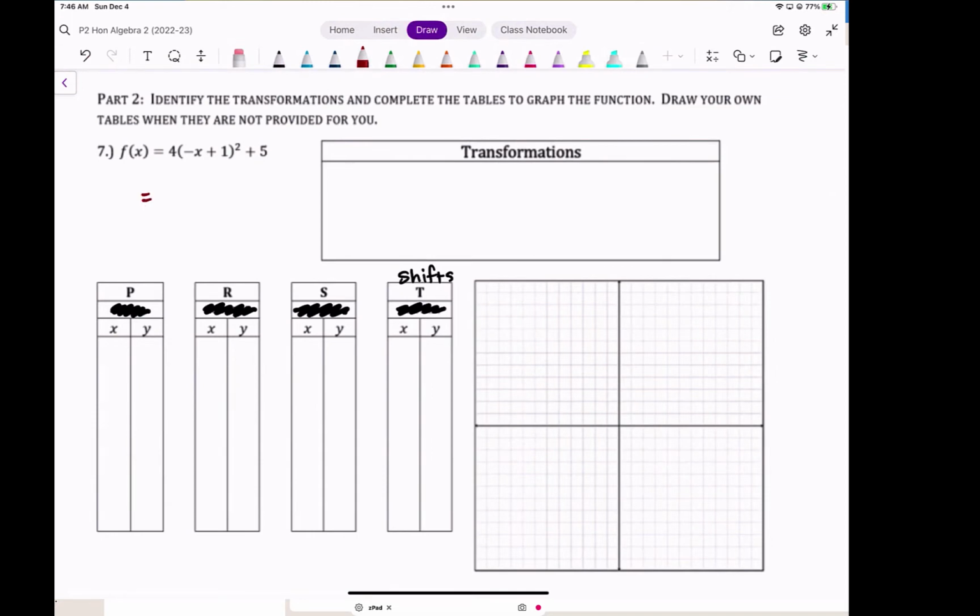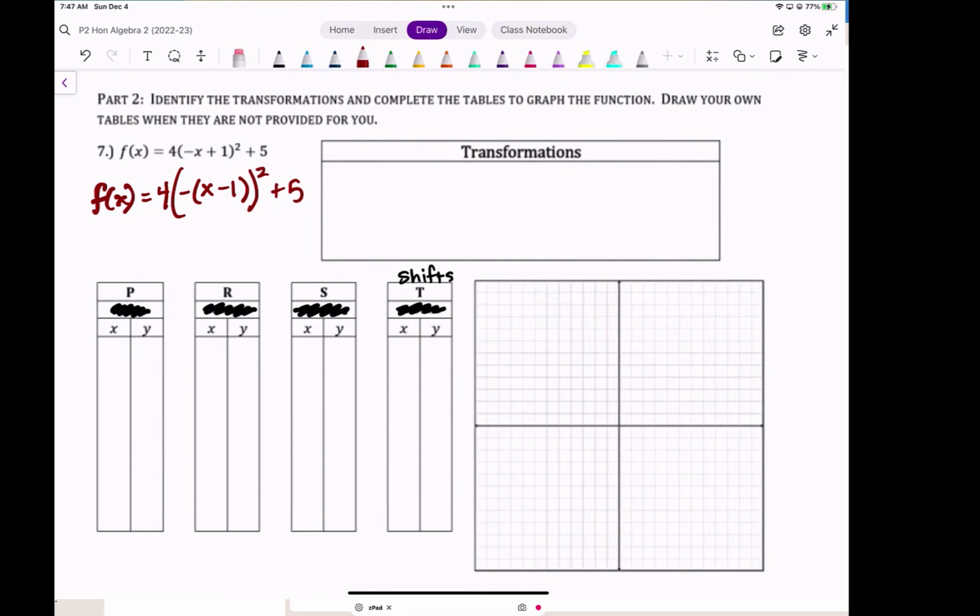So I'm going to leave the 4 alone. I have a parentheses squared plus 5. And then with this little bit on the inside, I'm going to factor out a negative. And it'll leave me with an x minus 1. Remember, this step allows us to push all those shifts, or specifically the horizontal shift, to the last step.